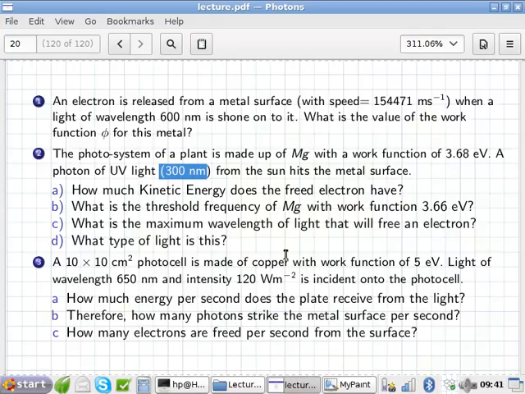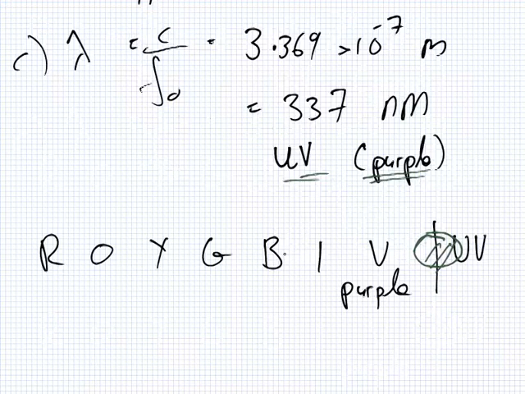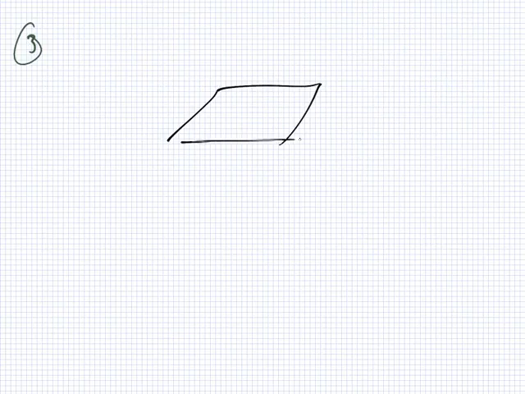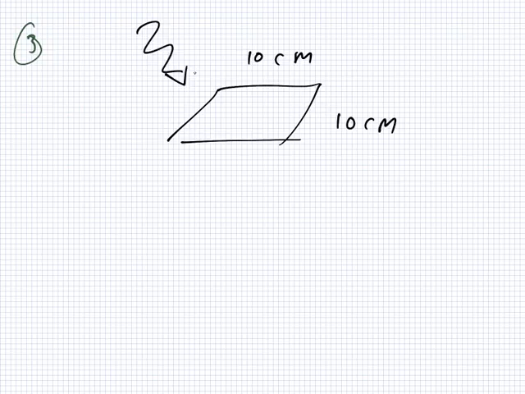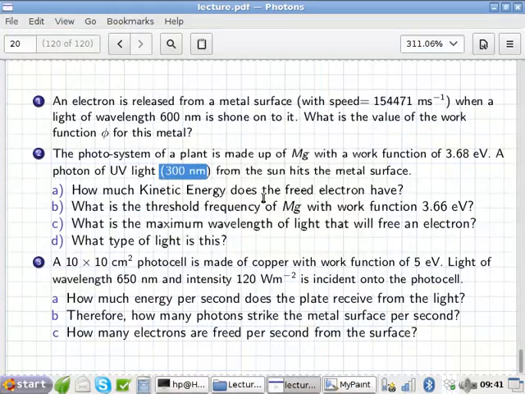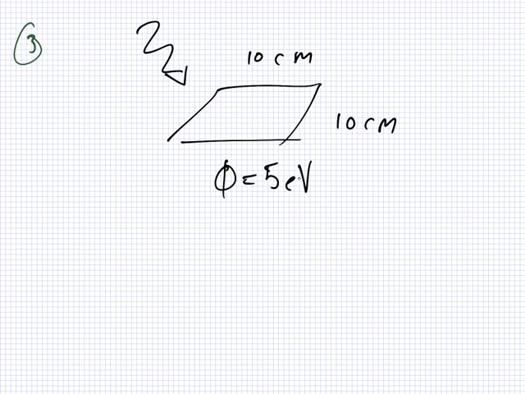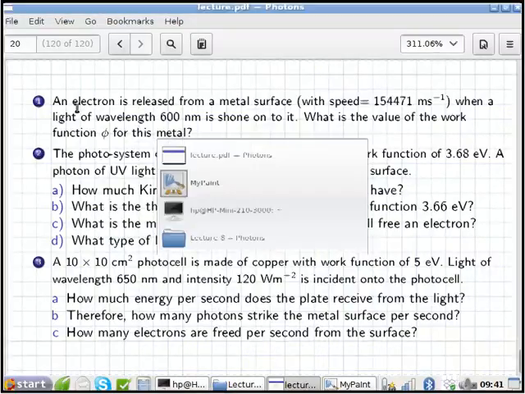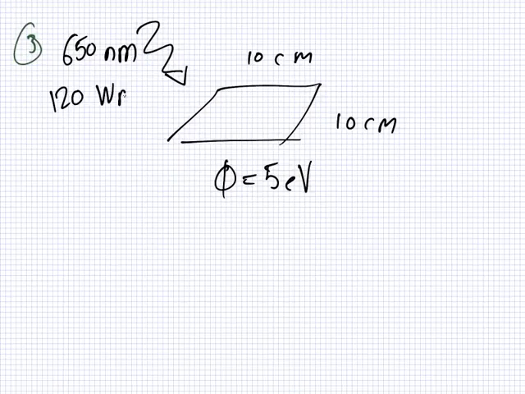A 10 by 10 photocell is made of copper with work function 5 electron volts. So what we have here is 10 centimeters by 10 centimeters. We have our light coming in. This is copper, its work function is 5 electron volts. The light has a wavelength of 650 nanometers, and the intensity is 120 watts per meter squared. You have to change the work function to joules. Everything should be in joules.